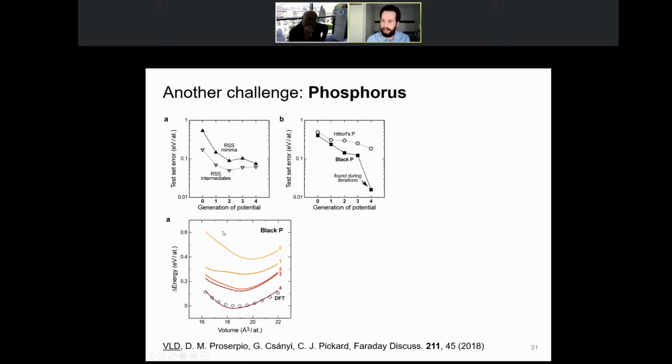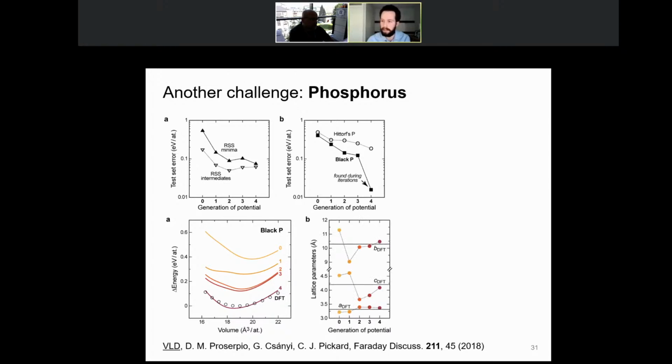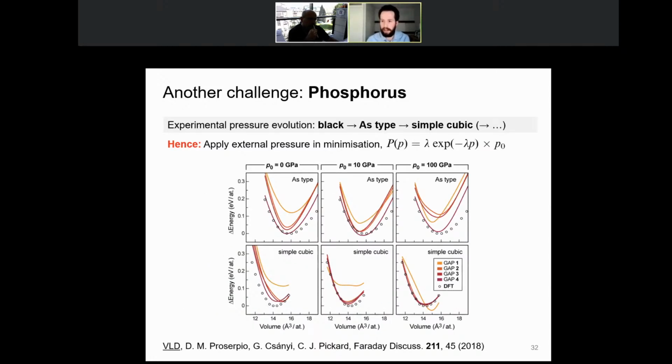So here we see how the potential is sort of circling in on the structure, but only now has it found it, and we then need to do even more calculations to refine that. You see it in the lattice parameters, which are approaching the right thing. You can do the same thing at high pressure.